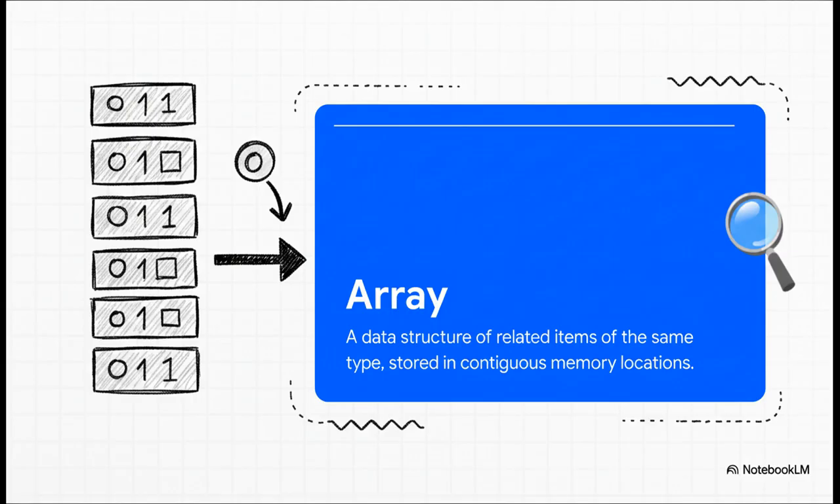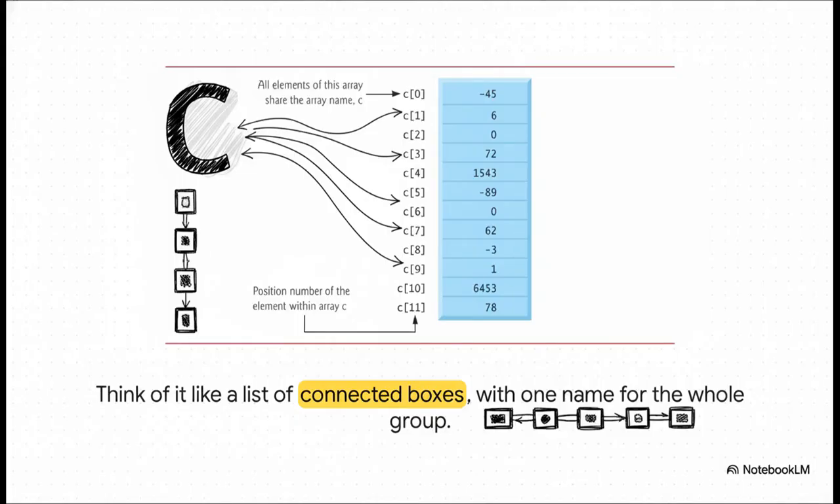You can think of an array as just a way to group a bunch of related items, all of the exact same type, that's key, into one single, organized block of memory. One name for the whole group. Simple. This is a great way to picture it. Just think of it like a row of connected boxes, or maybe little storage lockers. They all share one name, but every single box has its own unique position number. This is what lets you grab any specific value you need, whenever you need it.